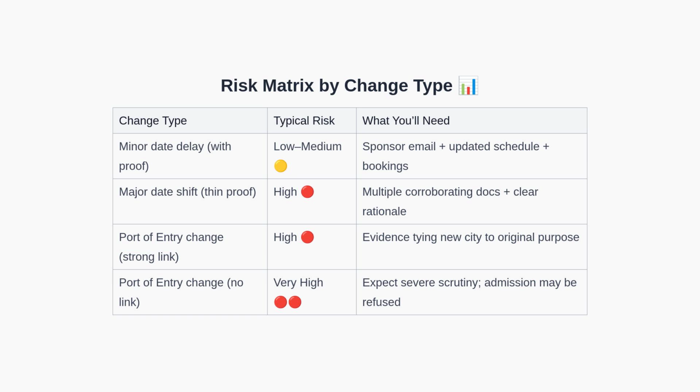To put this into perspective, consider a risk matrix. A minor date delay, supported by documentation, is generally low to medium risk. A major date shift with limited proof is high risk and needs multiple corroborating documents. A port of entry change, even with a strong link to the original plan, is high risk. Without a clear link, risk becomes very high, and refusal of admission becomes a real possibility.